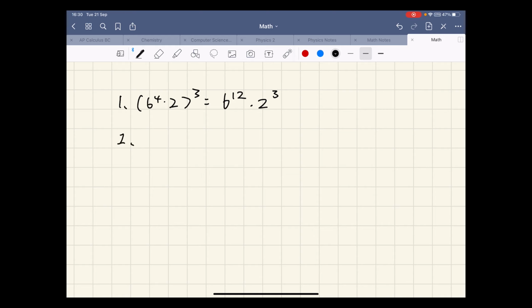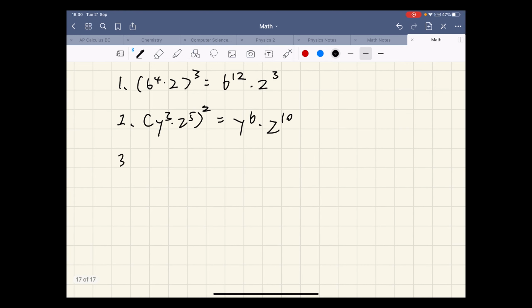Number 2, y to the power of 3 times 2 to the power of 5, all over to the power of 2. Here you get y to the power of 6 times 2 to the power of 10, because 2 times 3 is 6 and 5 times 2 is 10. Number 3, 3 to the power of 4 over 7 to the power of 3, all to the power of 3. Here, similarly, you can apply the power of powers property, and you get 3 to the power of 12 over 7 to the power of 9.